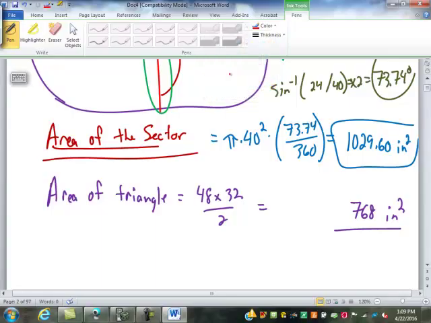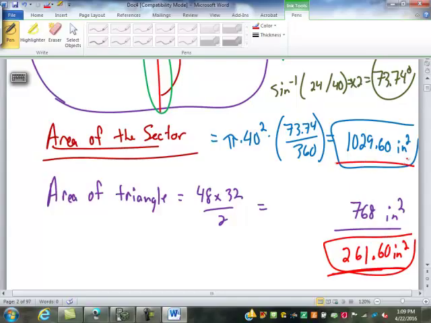So that segment that was out there is the difference between those. So we're going to subtract. Get 261.60 square inches. That's just the difference between the 1029, which is the whole sector, and the 768, which is the triangle that's missing. We've done that one before a few times. We just do it now with the trig. Makes it a lot easier now that we know the trig.